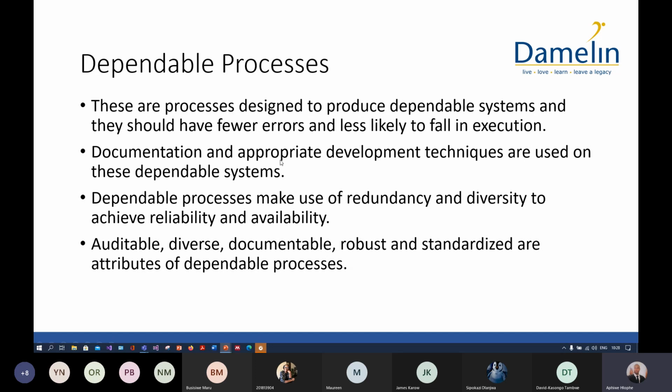I mean, you can imagine you cannot say you're building a dependable system and then you're not following, for example, industry standards. There are industry standards for building a system such as a lift. So you can't innovate there or use your own standards. You have to use industry standards. So these are just some of the attributes that you look for out of a dependable process that produces a dependable system.